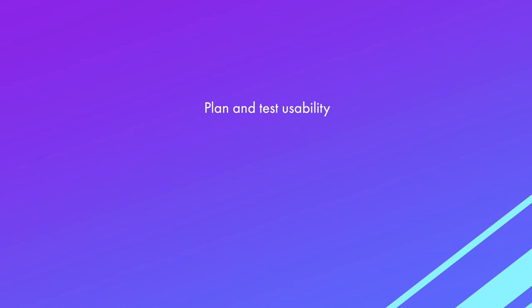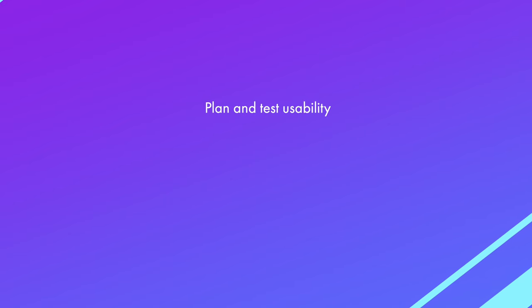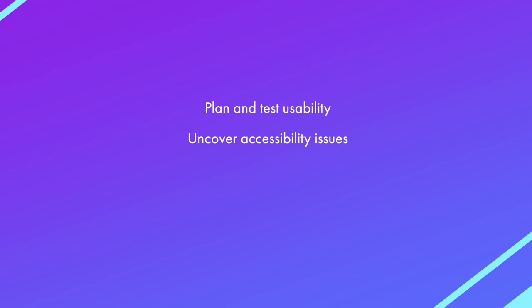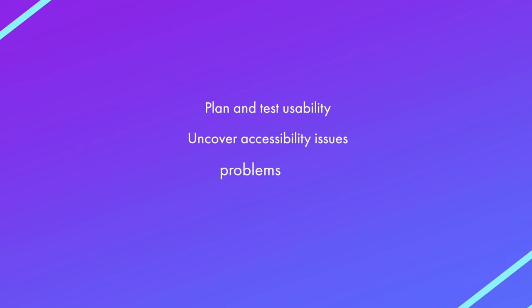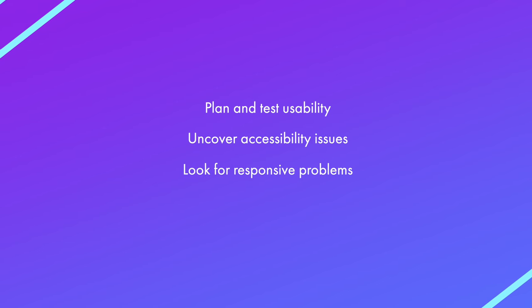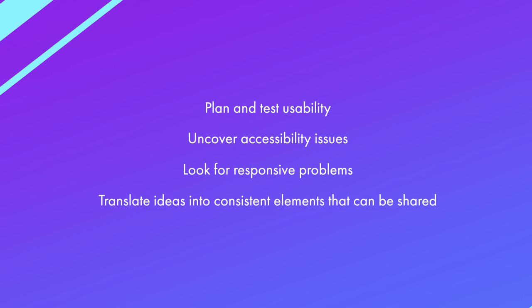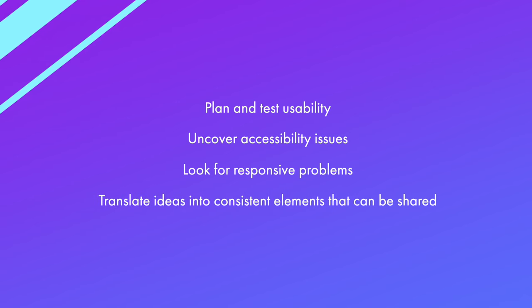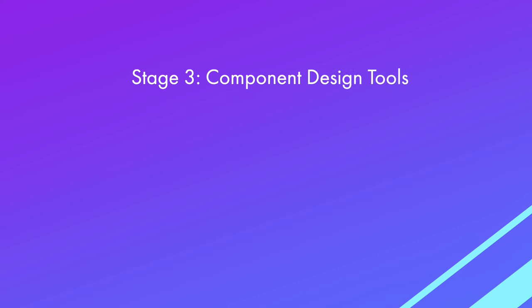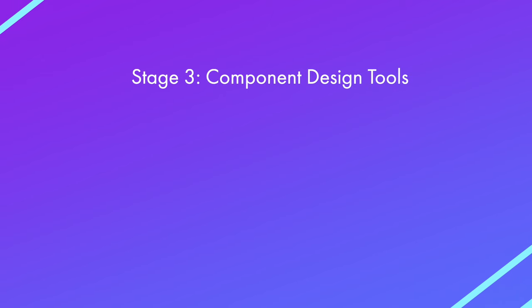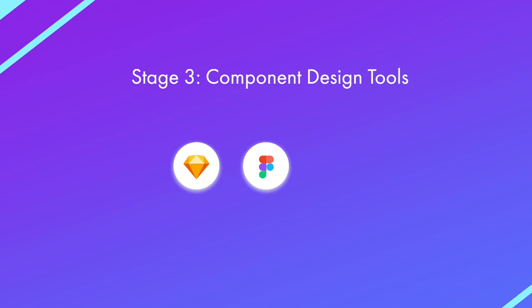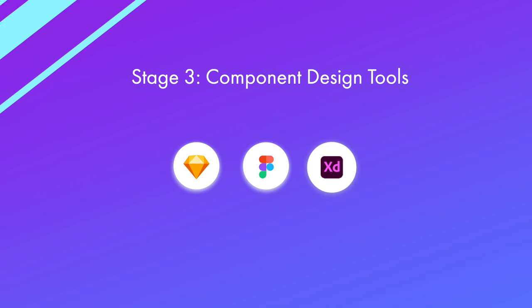The purpose is to plan the usability, uncover accessibility and responsive problems, translate ideas into consistent elements that can be shared with engineers, and more easily and accurately discussed and shared across teams. Great tools for stage 3 are design apps like Sketch, Figma, and Adobe XD.